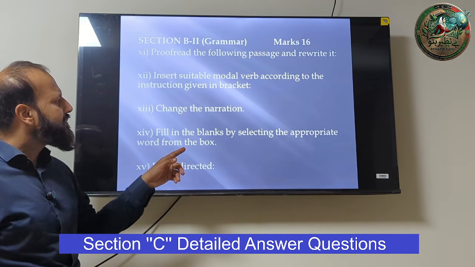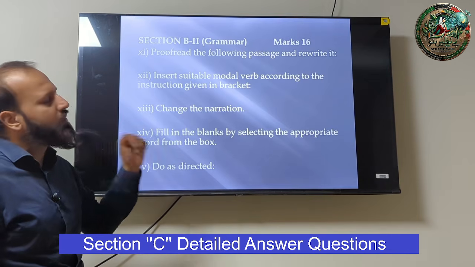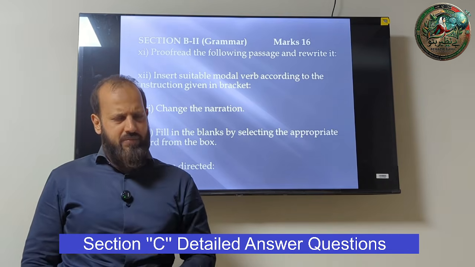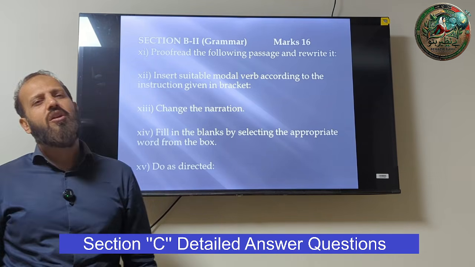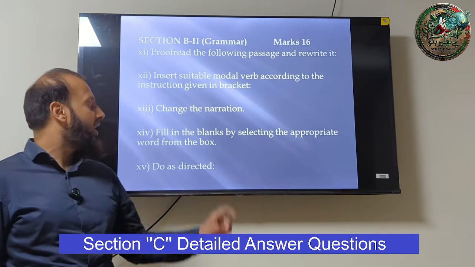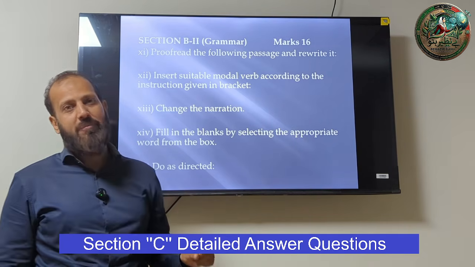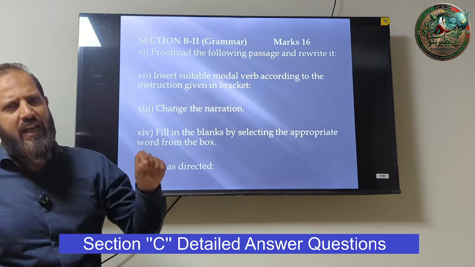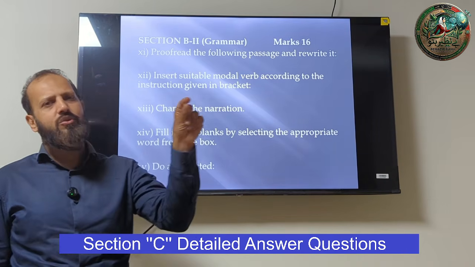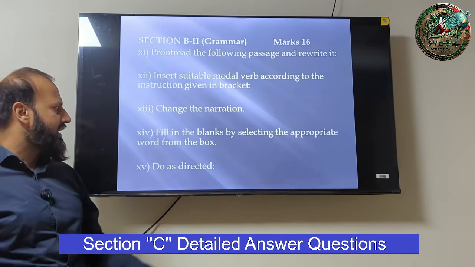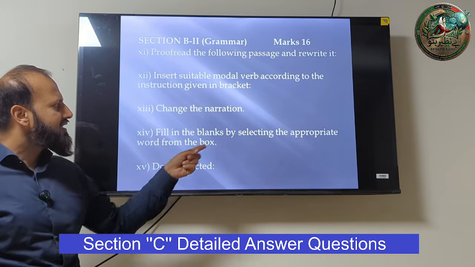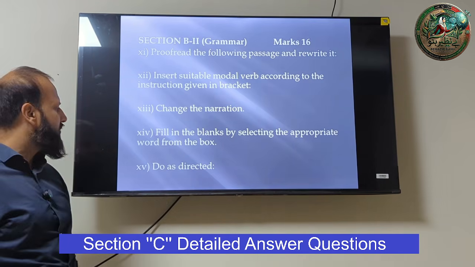Fill in the blanks by selecting the appropriate word from the box. You have already practiced it and you have already learned about this, that you have a paragraph with 4 to 5 blanks and you have the box there and the words will be jumbled and you need to pick the correct word for the correct sentence and blank. Okay, so you will fill in the blanks by selecting the appropriate word.